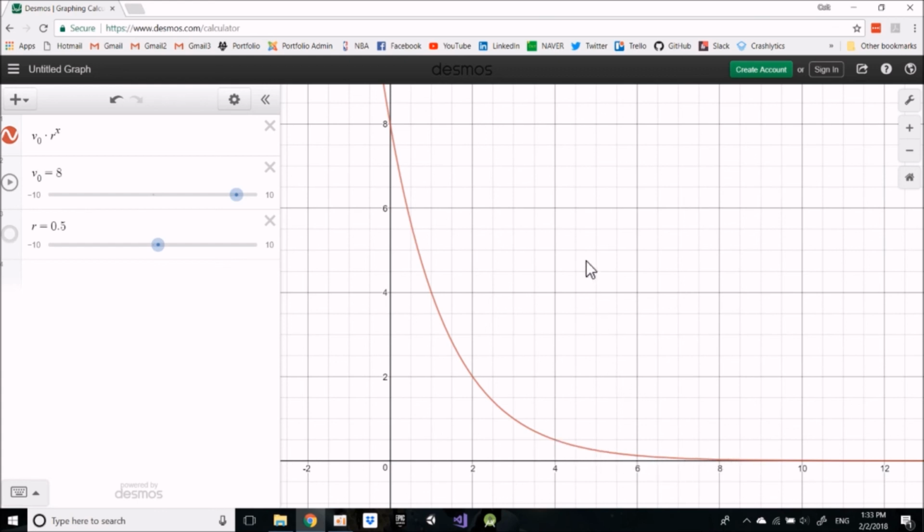Now that we've demystified the equation for deceleration, we should be able to use it to derive the equations for distance and duration. In the next video, we'll do just that.